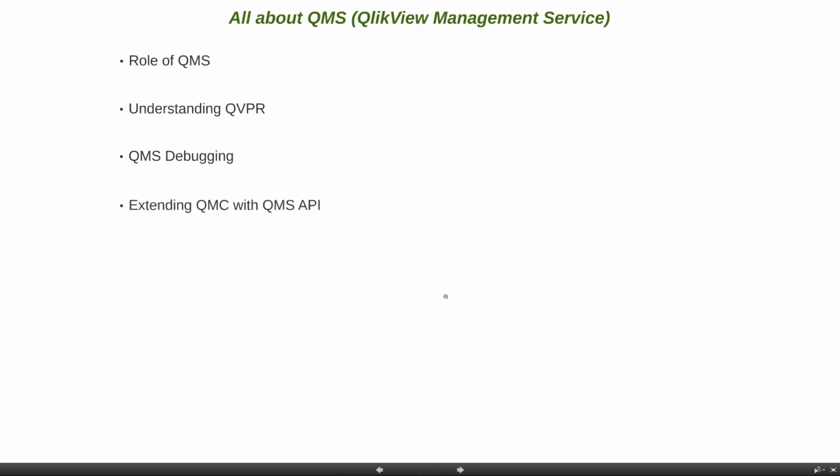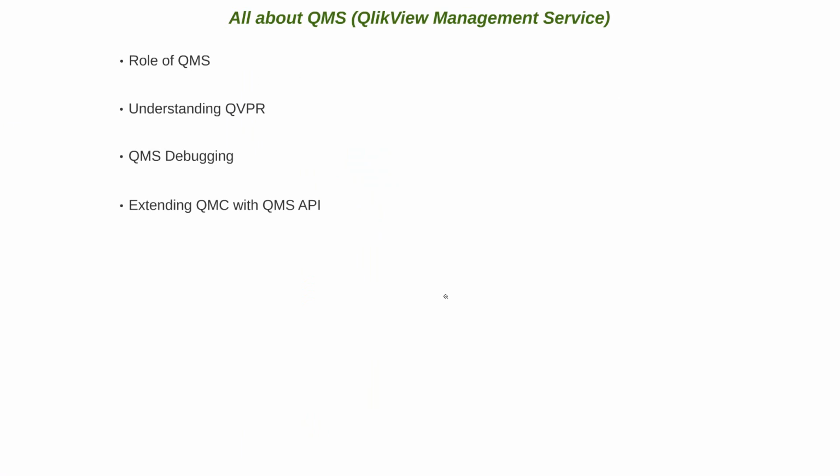So, extending QMC with the QMS API. In fact, Qlik provides the QMS API. Most of the management tasks can be performed via QMC, but if you wanted to perform a specific task which is not available as QMC functionality, then you can always use the QMS API. As part of the QlikView Management Service API, there are loads of methods which Qlik exposes for developers to build specific functionality. Most likely you will be using something like C#. So let me show you the documentation for the QMS API.